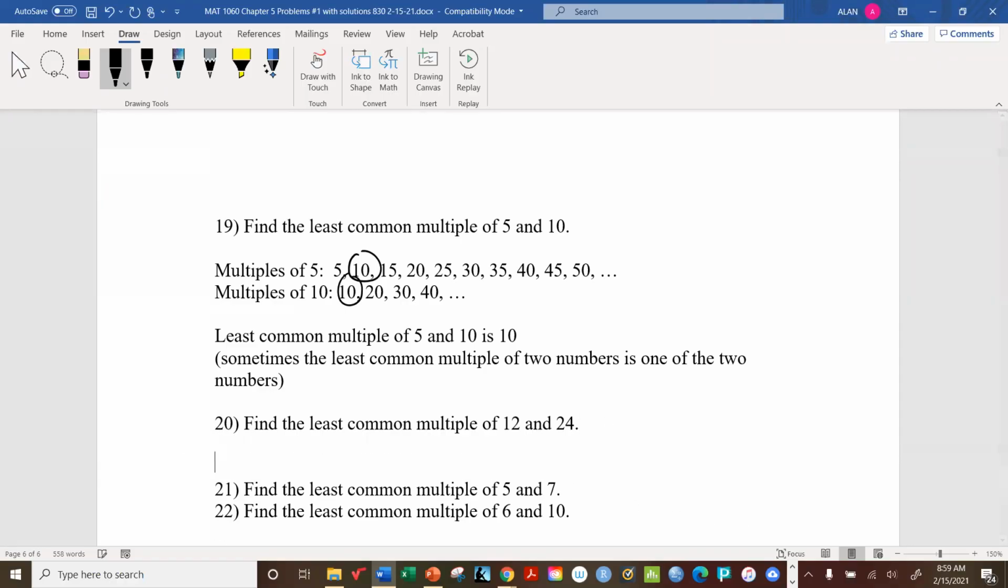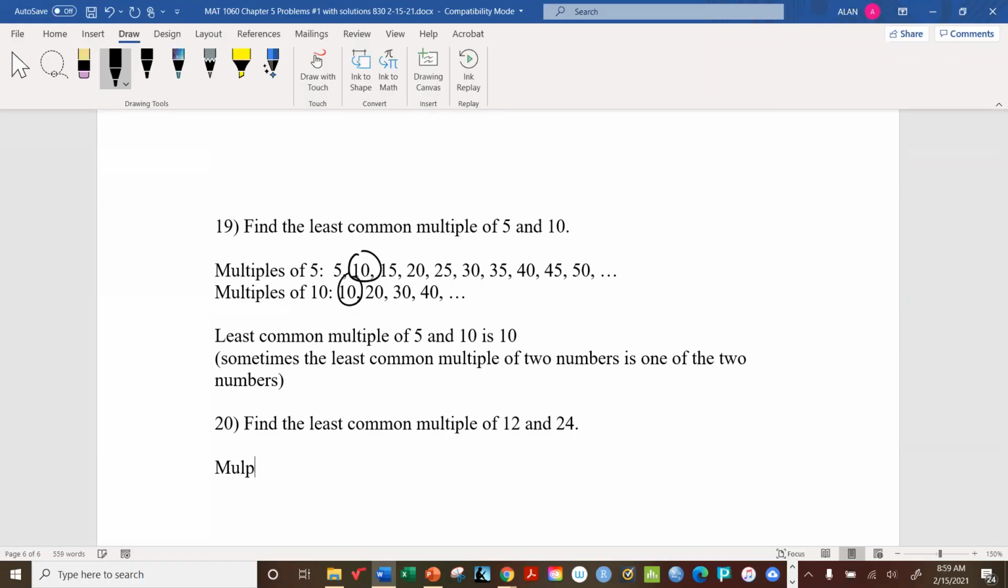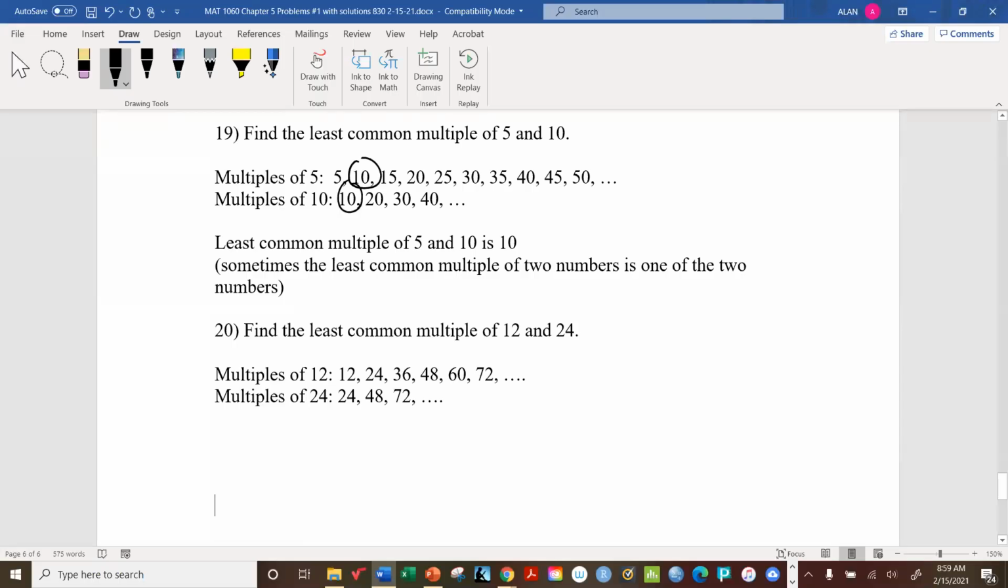All right, what about this one? 12 and 24. Multiples of 12: 12, 24, 36, 48, 60, 72, ... Multiples of 24: 24, oh, here we go. I could stop right now because I can see that the answer is 24. And again, the same thing happened. It was one of the two numbers. So the least common multiple of 12 and 24 is 24.